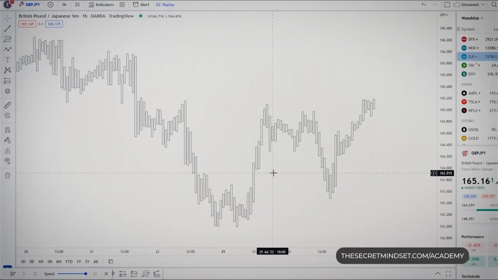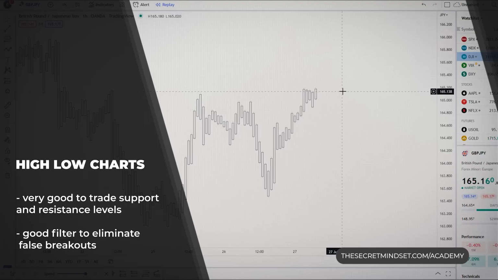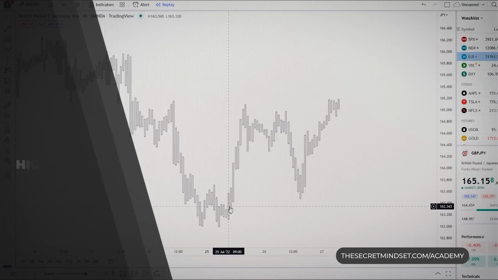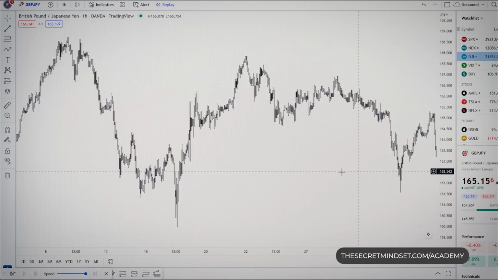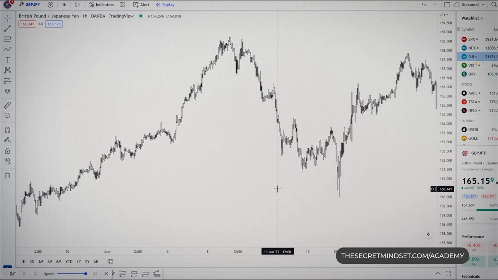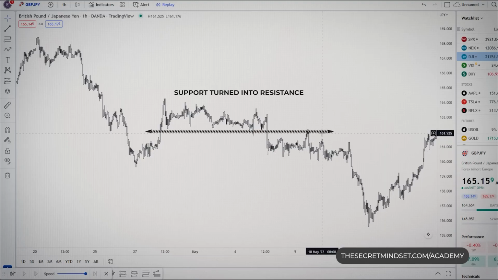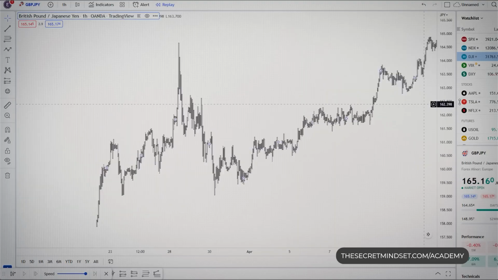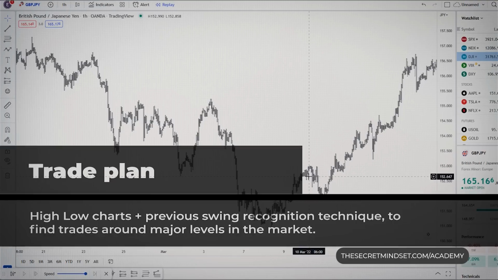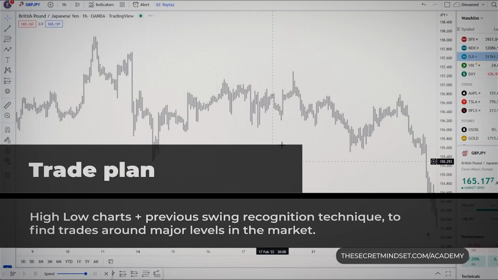I found that high-low charts are great to trade support and resistance, and are also a good filter to eliminate false breakouts when price moves beyond the previously established price range, but then retreats back to within the range. As you probably know, one of the classic rules of support and resistance is that support, once violated, becomes resistance. And conversely, resistance once violated becomes support. With high-low charts and the previous swing recognition technique, you can find decent trades around major levels in the market.